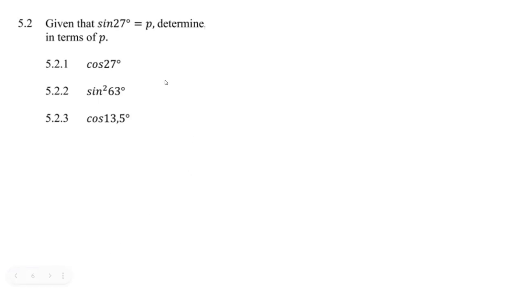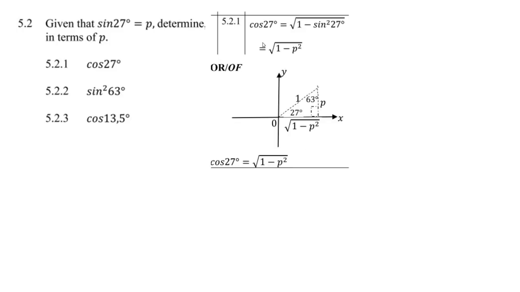Okay, let's try this first question here. Now, you might know that sine squared plus cos squared equals 1. So if you're given a sine, you can just put it into the formula sine squared plus cos squared equals 1 and solve it. Because if sine squared plus cos squared equals 1, you can go 1 minus sine squared and take the square root, and you'll get cosine.